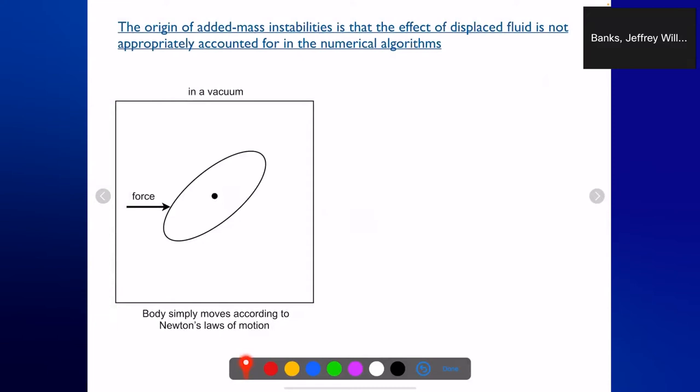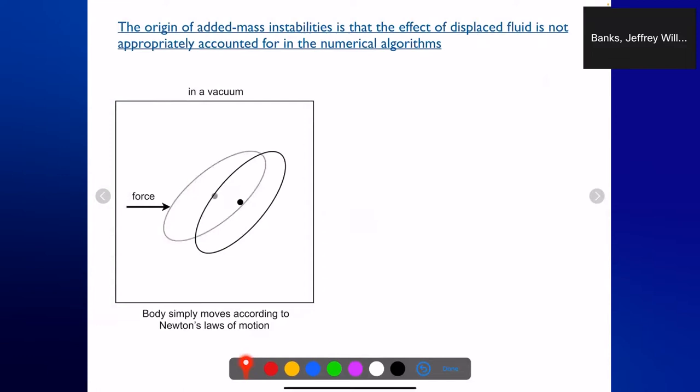Well, if I have a body in a vacuum, and I apply a force to it, the thing just moves according to Newton's laws of motion, right? So you've got translational and rotational degrees of freedom, F is ma, and the thing moves, right? So it goes from one spot to the other.